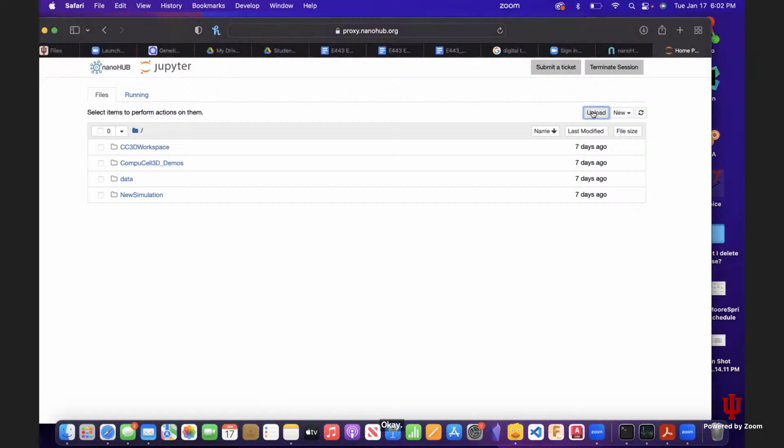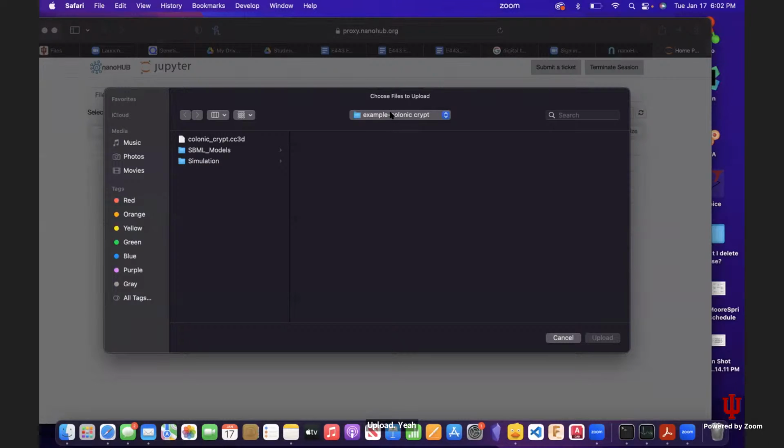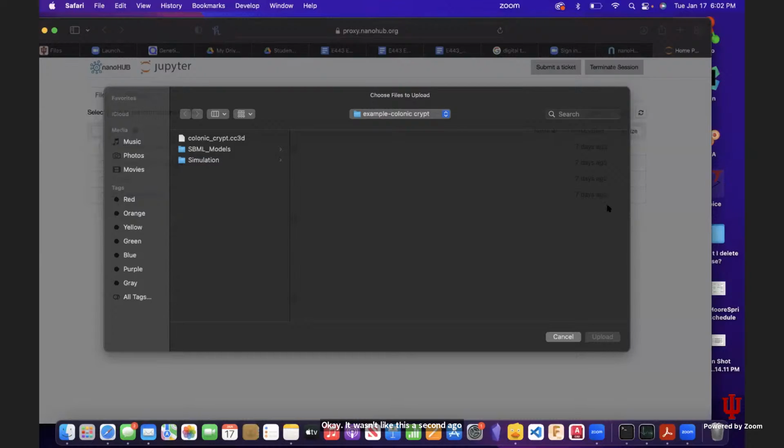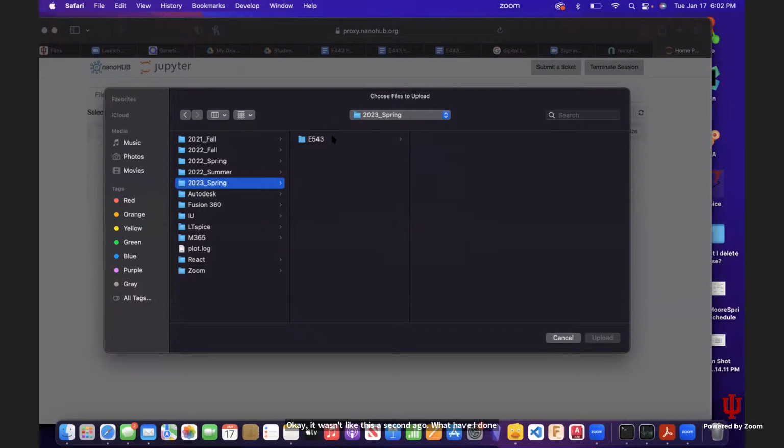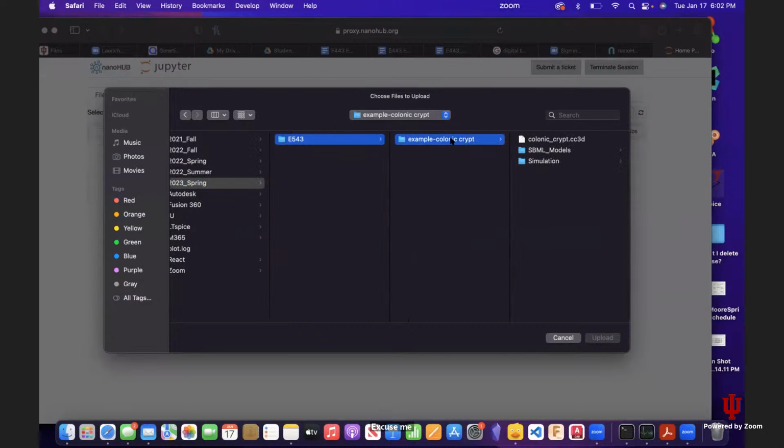Okay, so hit upload, and then you need to find the zip file. You're inside of the zip file. Hayden, you have to upload. You can't extract the zip file. You have to upload the zipped folder.